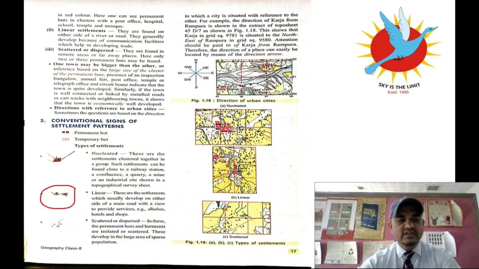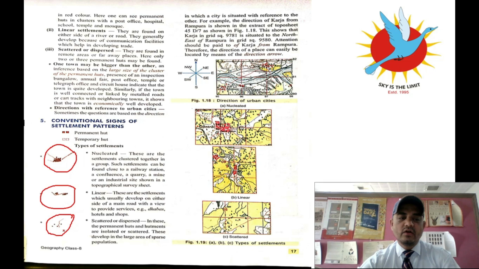Settlements are closer toward the road, on both sides or one side. You can see in this nucleated settlement, settlements are quite close to each other in a patch, and both the settlements are shown by the red color. Now see the third settlement. This settlement is shown by red color, but this settlement can be permanent or temporary.